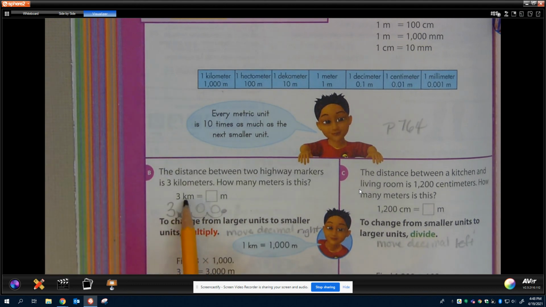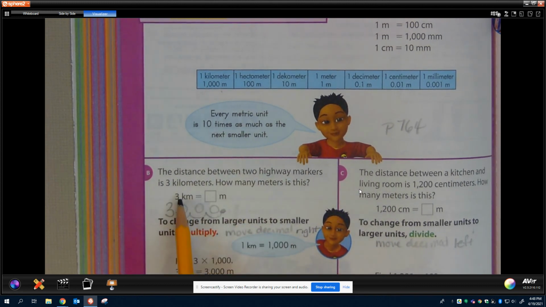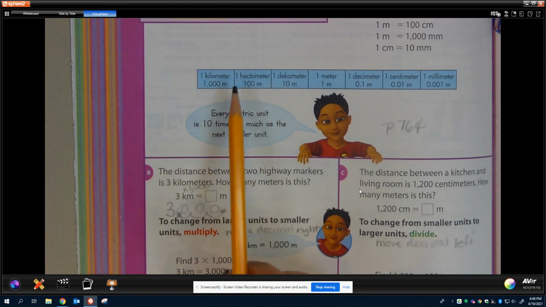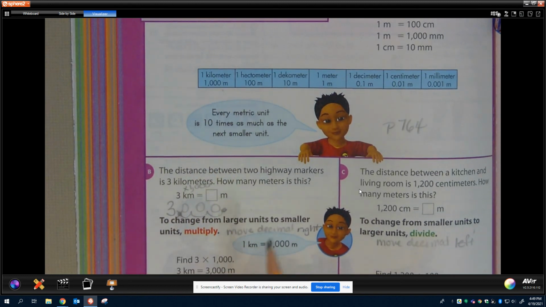So 3 kilometers is 3,000 meters. I took 3, and really what we did is multiply it by 1,000 because there are 1,000 meters in 1 kilometer, however you want to pronounce that.